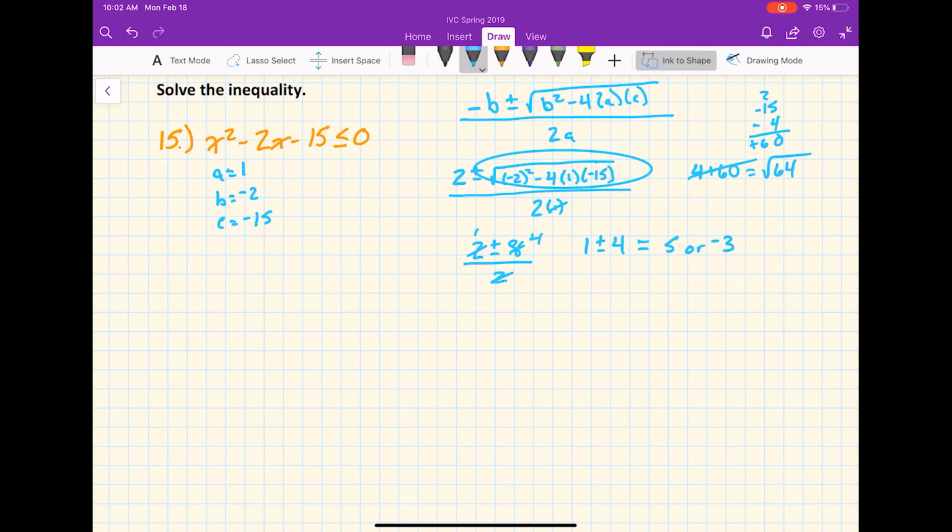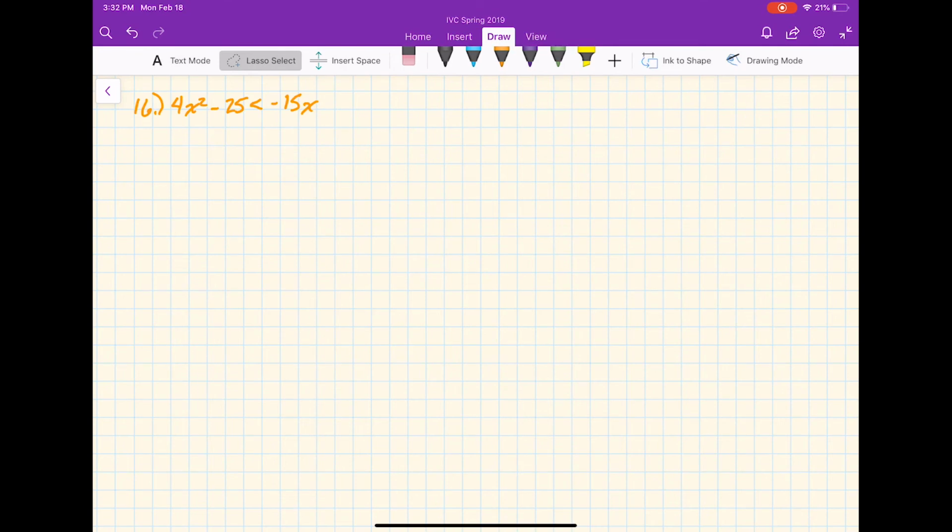But remember, our original inequality said it can be less than or equal to. So when we write these two values, we need to use a bracket for negative 3 because it includes negative 3. And it also includes 5. So make sure we have the brackets, not parentheses. So that's number 15.